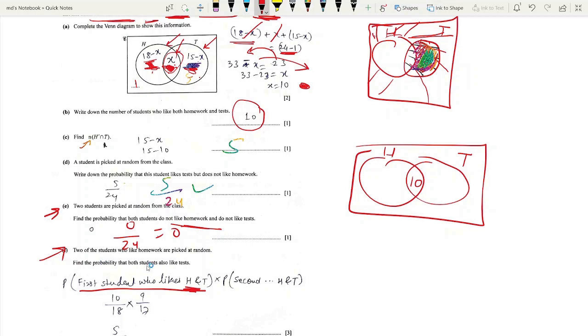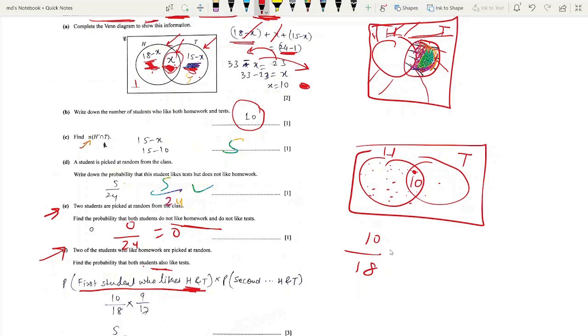So 2 of the students who like homework are picked at random. But I mean 2 students are selected from homework, from this part. But your question is to find the probability that both students like tests. So what you can do here, first student you will select from this region, because this region students like homework as well as test. So that is 10, and divide by not 24, because you are selecting students from the homework set, not from everyone. So 10 over 18, because the homework set had 18 students.